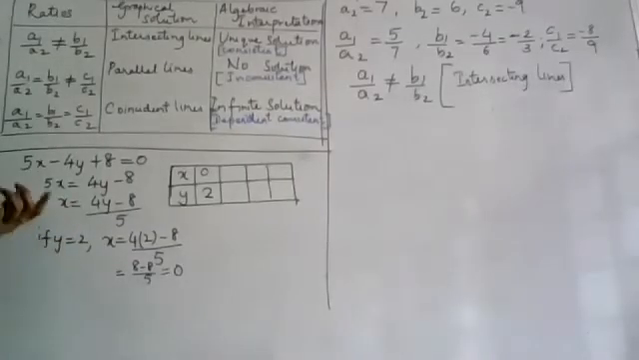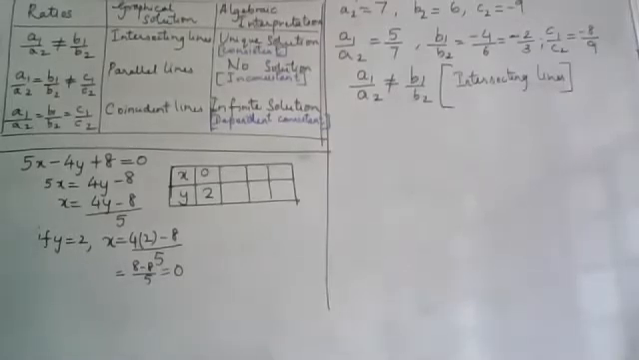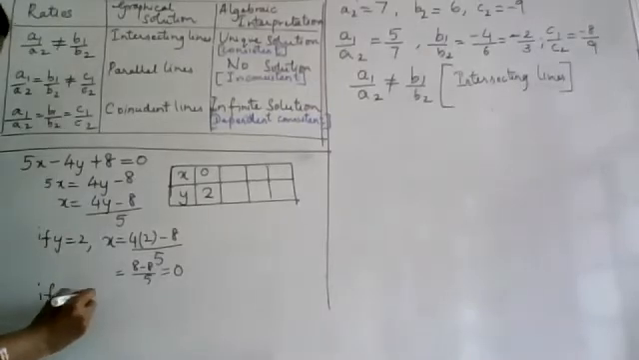So 6 times, 6 fours are 24. 24 minus 8. Again, I am getting a fraction. So what to do in this case? Somewhere you have to adjust and take the fractions also. So let us think about taking maybe a 5, if y equals 5.